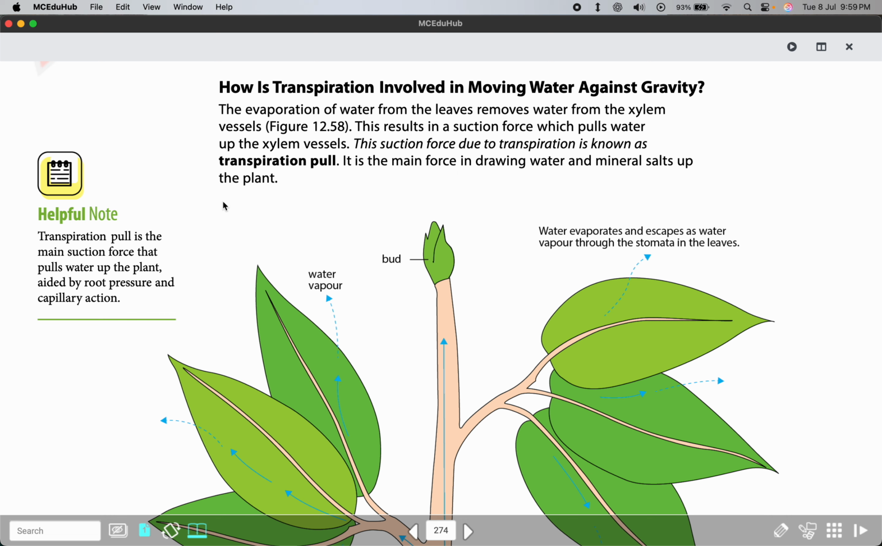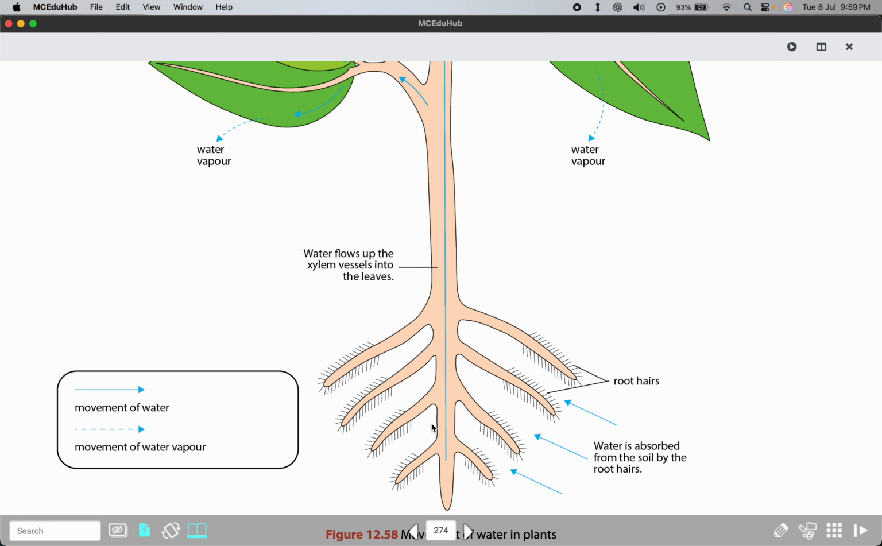Transpiration pull is the main force, but there are actually two other forces that help it, called root pressure and capillary action. I'll talk just about capillary action. Capillary action is a very simple process. When there's a very narrow area, water tends to move up. For example, if you put a very narrow straw into water, you notice that the water will rise up slightly inside the straw. That is called capillary action.